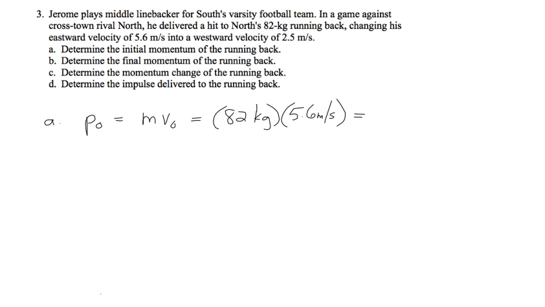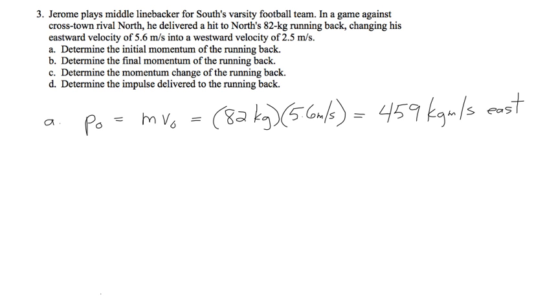And since my answer will come out positive, then I know that the original momentum is to the east, east being positive. So you can just leave it as positive, and you can write the word east if that's what you want. So what do I get if I multiply 82 times 5.6? 459? So 459 kilogram meters per second. And since they are using east and west, you can either leave it like that, or you can say east.